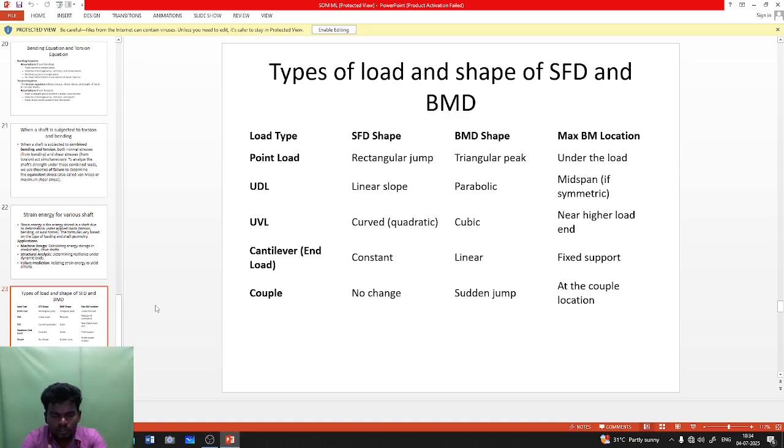For the conditions of point load, the shear force diagram is a rectangular jump. For the bending moment diagram, it's a triangular peak. The maximum bending moment location is under the load.